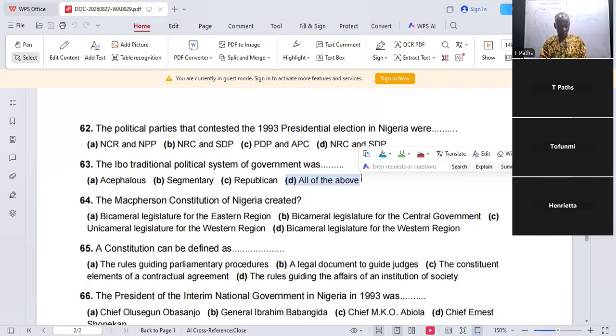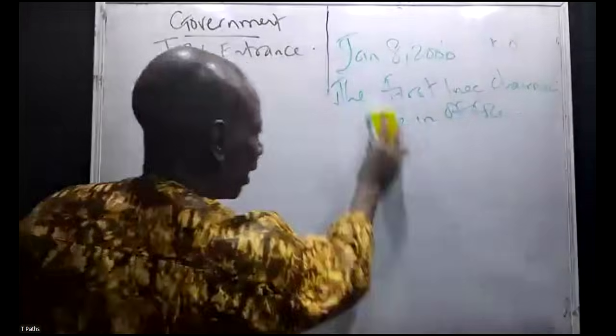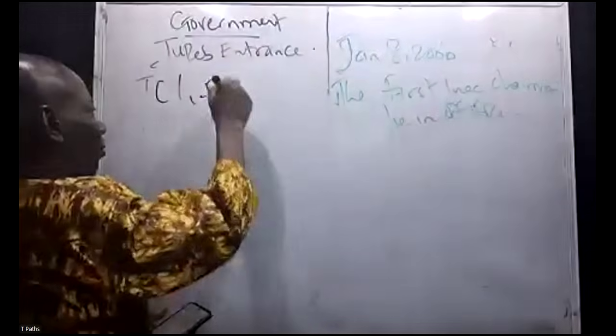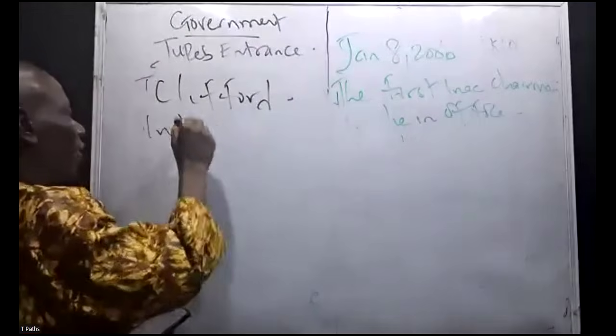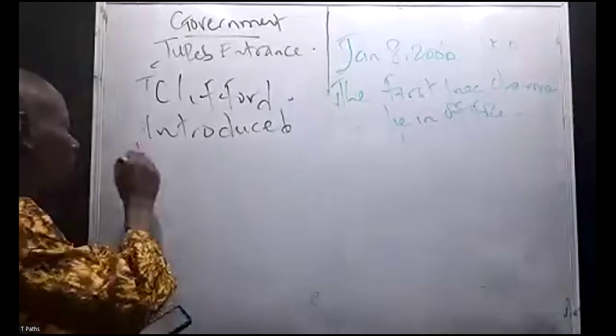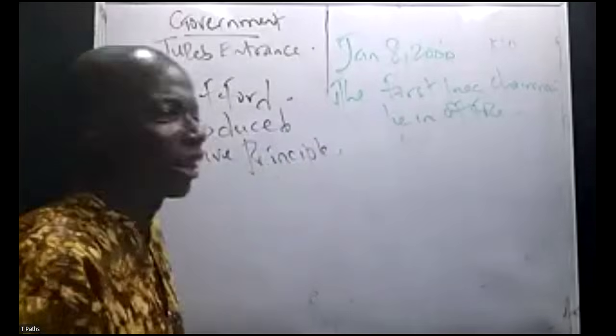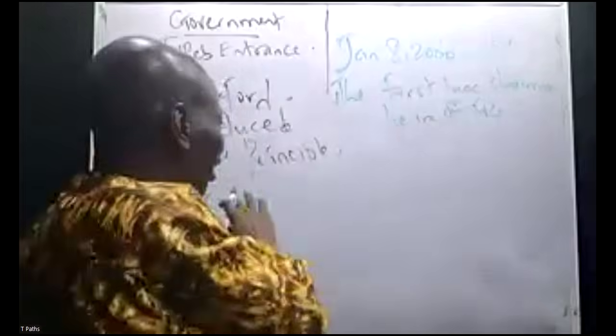So don't forget. 64. The Macpherson Constitution of Nigeria created dash. Let me quickly give you a breakdown of this constitution. The Macpherson Constitution of 1951 created that. Now, if you are following what I said earlier, I said the Clifford Constitution introduced what? Elective principle. If you remember, this is a major achievement, innovation, elective principle. This elective principle led to what? Conduct of election and the emergence of what? Political party. That's the major thing that the Constitution did.